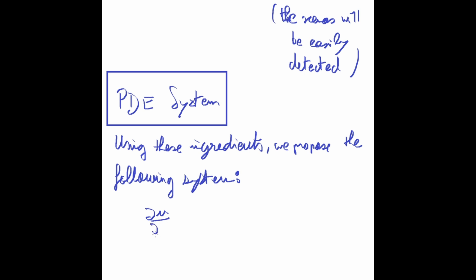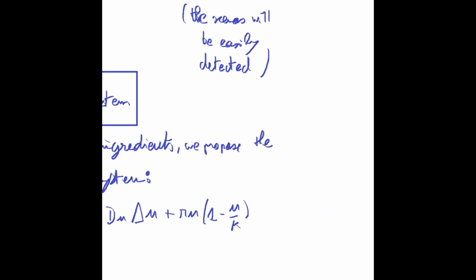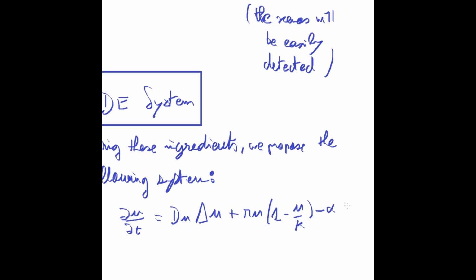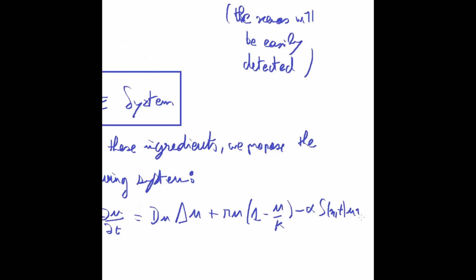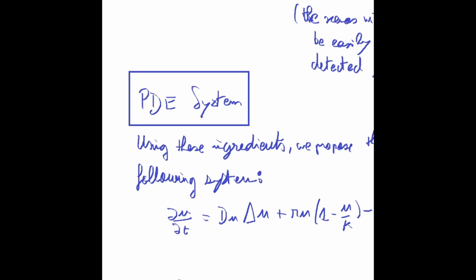Partial derivative of u, that is to say the local human population density variation over time, is equal to Du Laplacian of u plus ru times 1 minus u over K, minus alpha times the stealth function times uv.